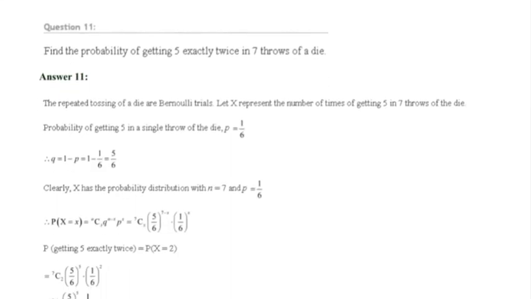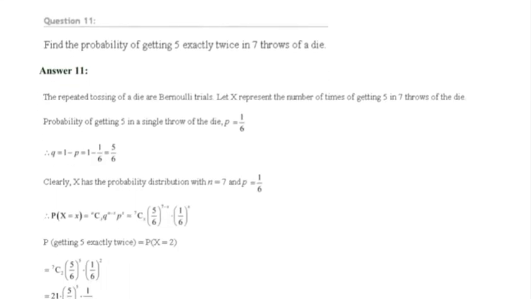So next, moving to question number 11. Find the probability of getting 5 exactly twice in 7 throws of a die. What are they asking? Find the probability of getting 5 exactly twice in 7 throws of a die.